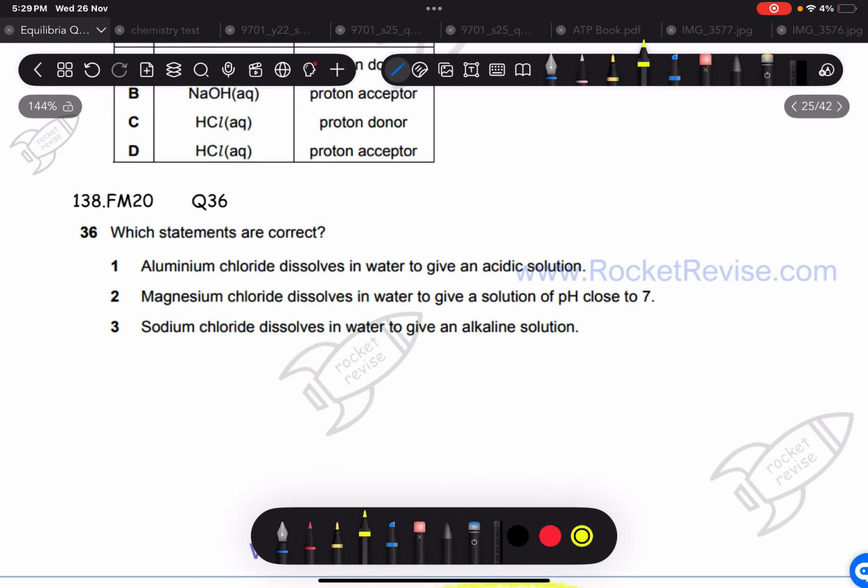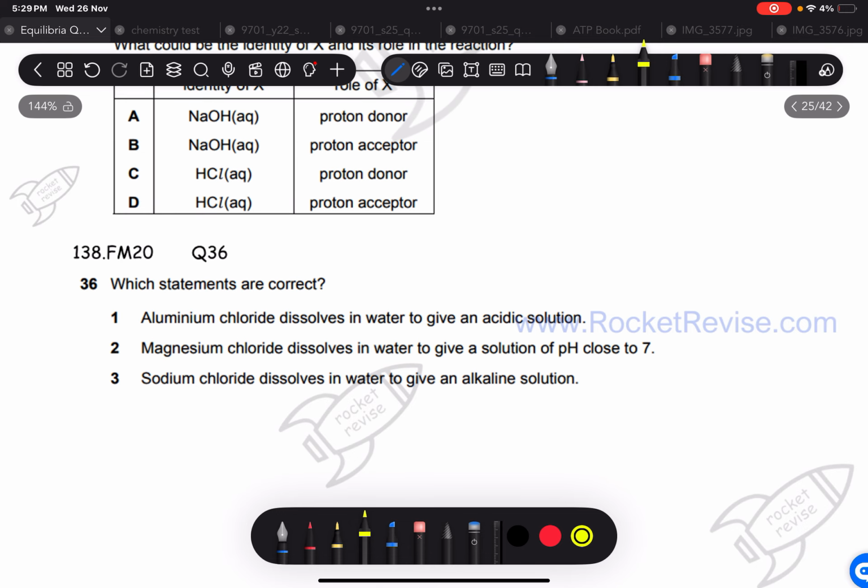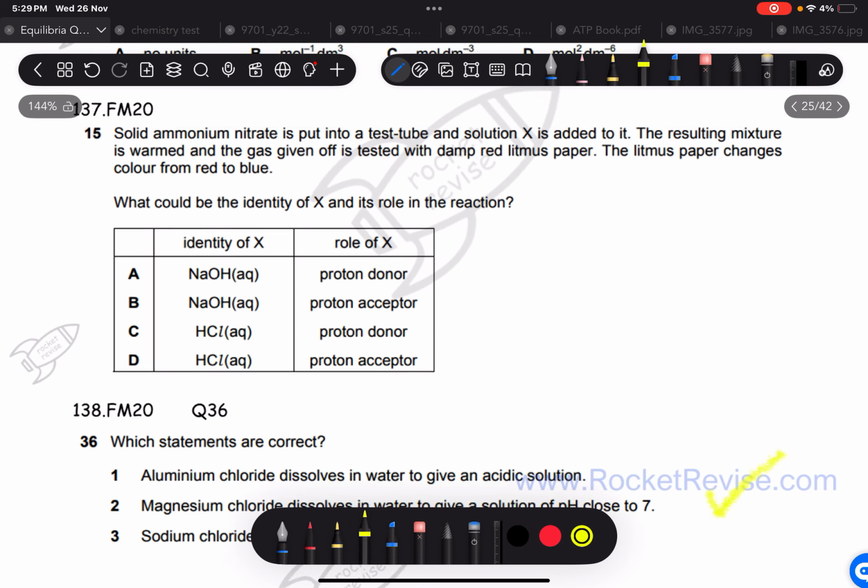Which statements are correct? Okay, this is periodicity related.